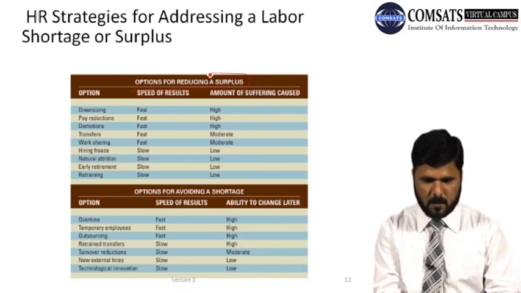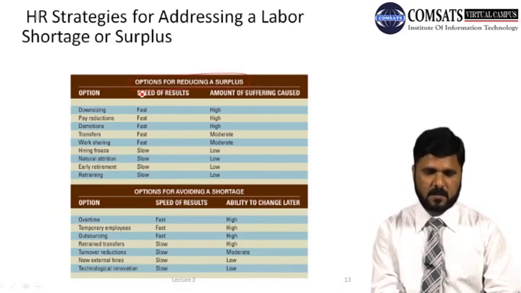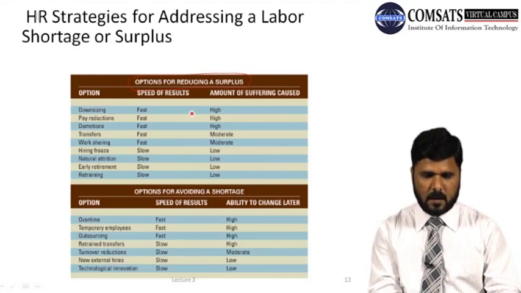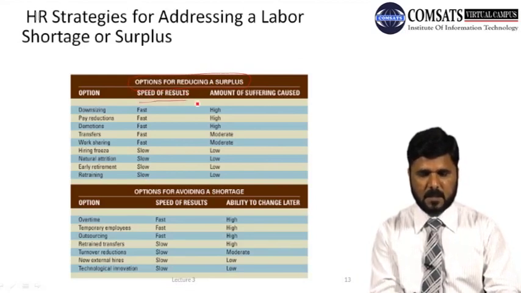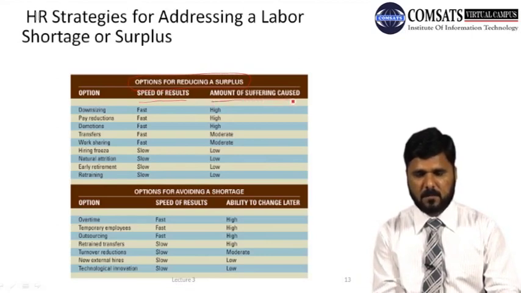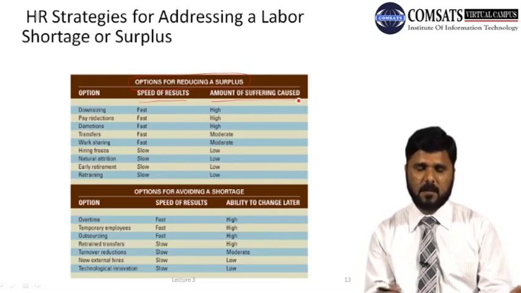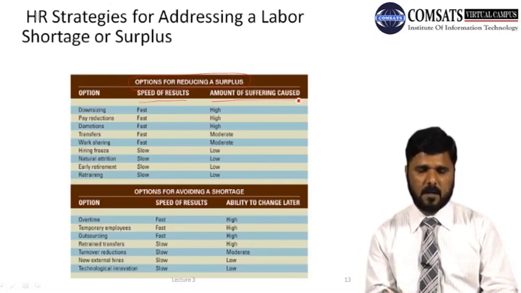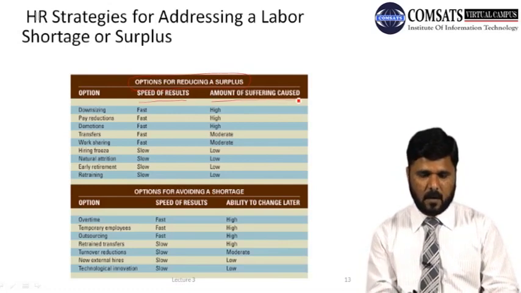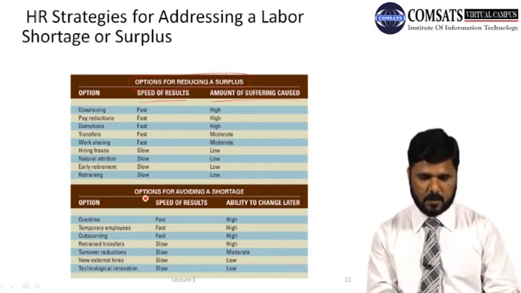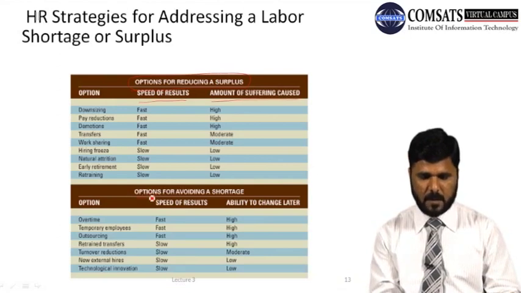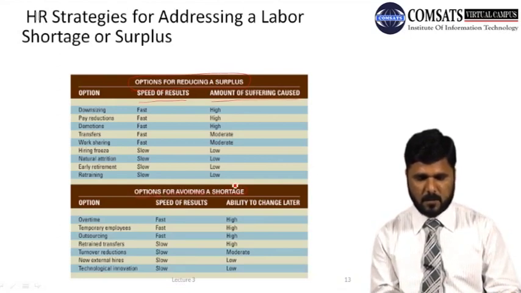Options for reducing a surplus। और यहाँ पे important क्या है जी, जिसमें हम इसे चेक करेंगे स्पीड ऑफ रिजल्ट्स, कितनी जल्दी वो चेंज इम्प्लीमेंट हो जाते हैं, और अमाउंट ऑफ सफरिंग caused to employees who have been the victim of downsizing, pay reductions, something else. Now on the lower side there is a table that shows options for avoiding a shortage of labor.